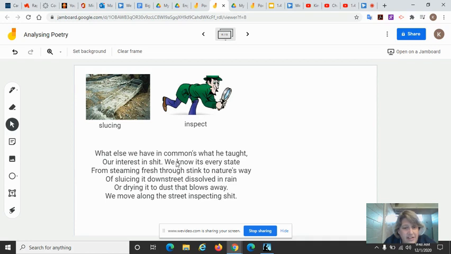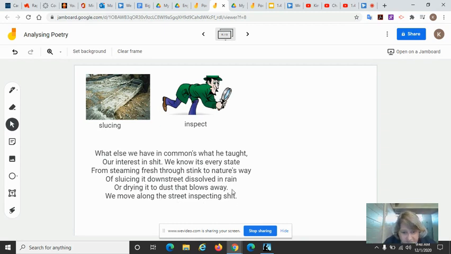What else we have in common's what he taught, our interest in shit. We know it's every state, from steaming fresh through stink to nature's way of sluicing it down street dissolved in rain, or drying it to dust that blows away. We move along the street inspecting shit.